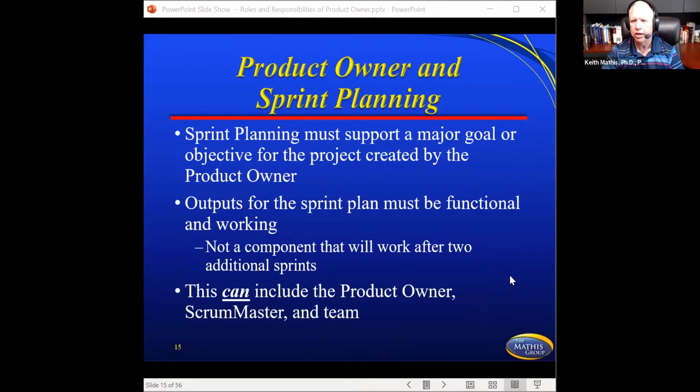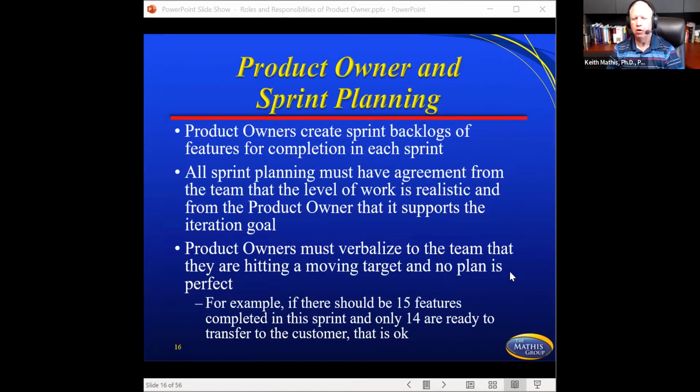Even though in the real world, occasionally you'll find yourself having some feature carry over. And of course, a lot of times that's the reason why people will use the term epic, is it will carry over to a couple of sprints in order to build it, to put it all together. But in the Agile philosophy, they don't like that particular piece. So product owners create what they call sprint backlogs of features for completion in each sprint. All sprint planning must have agreement from the team that the level of work is realistic.